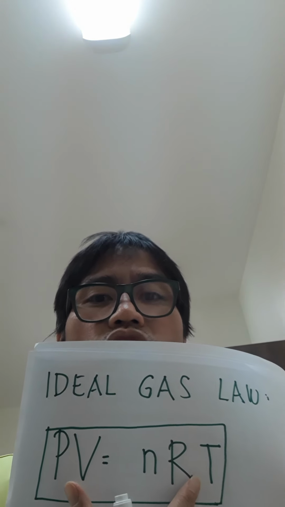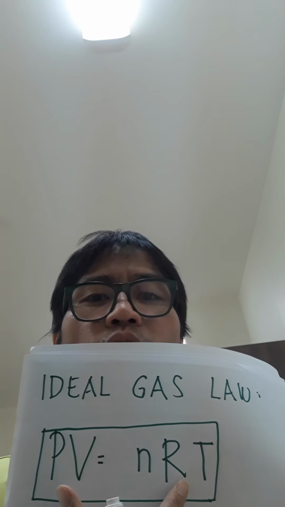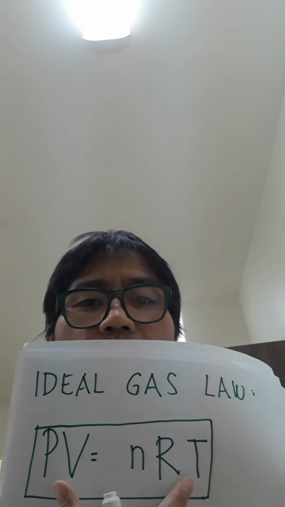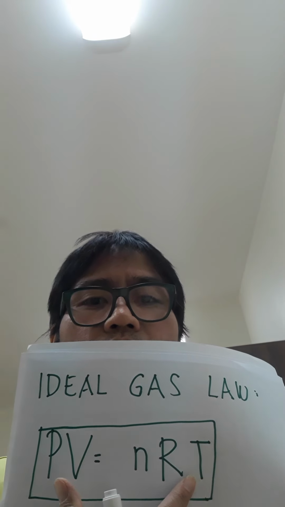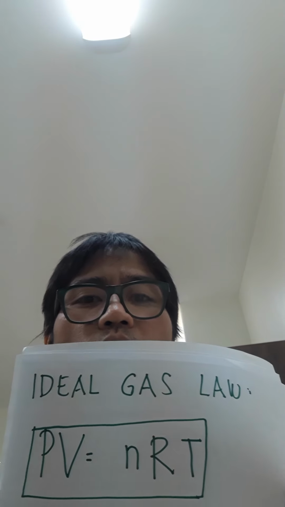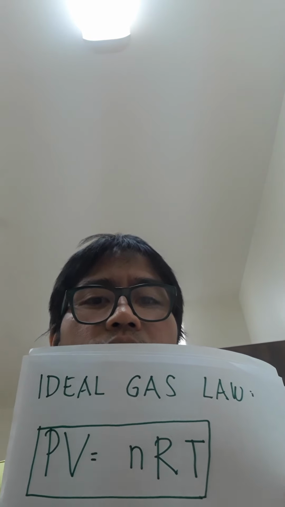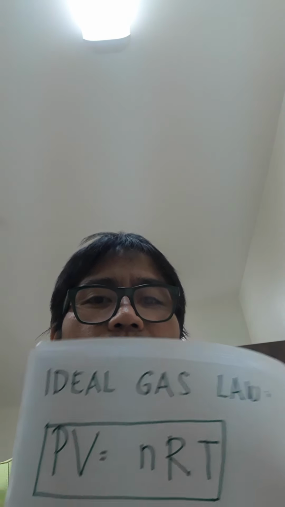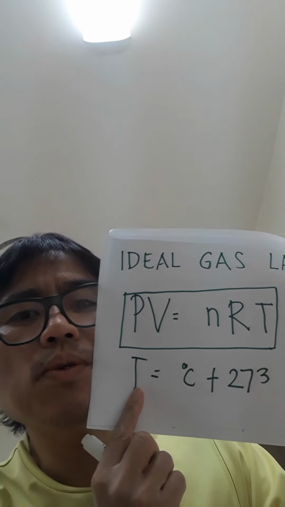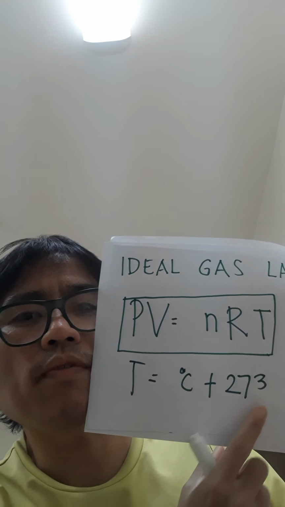It's not in Celsius, so this is standard. Every time you encounter a problem regarding the ideal gas law, the temperature is in Kelvin, not Celsius. To convert, if the given is in Celsius, use the formula: Kelvin is equal to degrees Celsius plus 273.